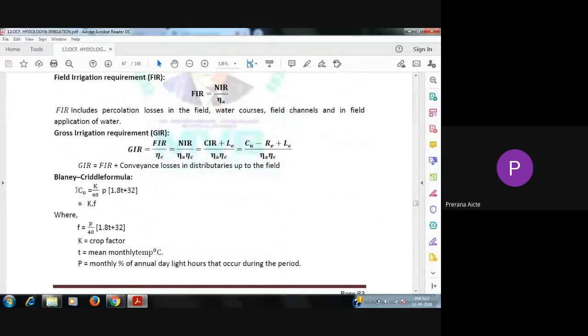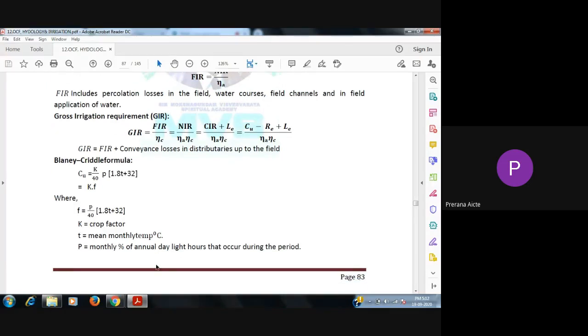The only thing you have to remember is the Blaney-Criddle formula for calculating consumptive use. C equals K into F, where F equals P by 40 into (1.8 T plus 32). K equals the crop factor, T equals the mean monthly temperature, and P equals the monthly percentage of annual daylight hours that occur during the period. It's an important formula. Please note it down.